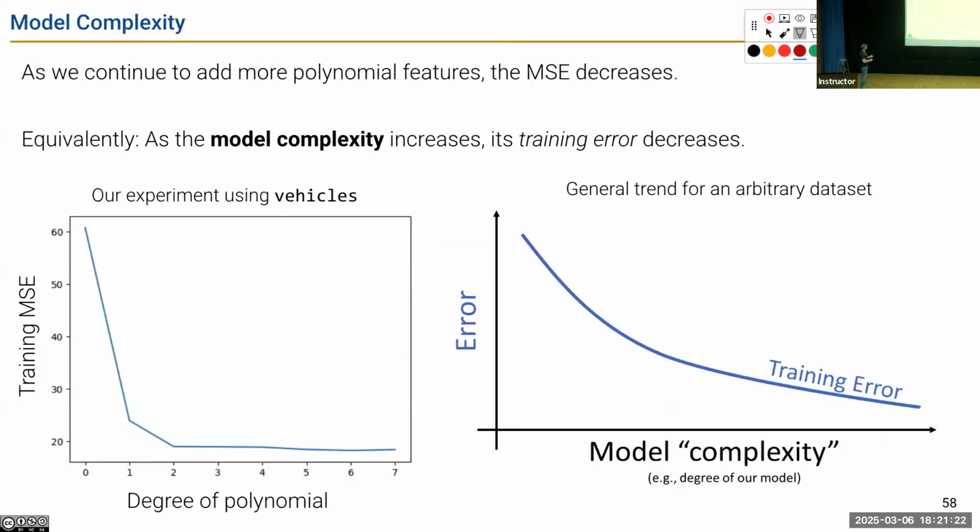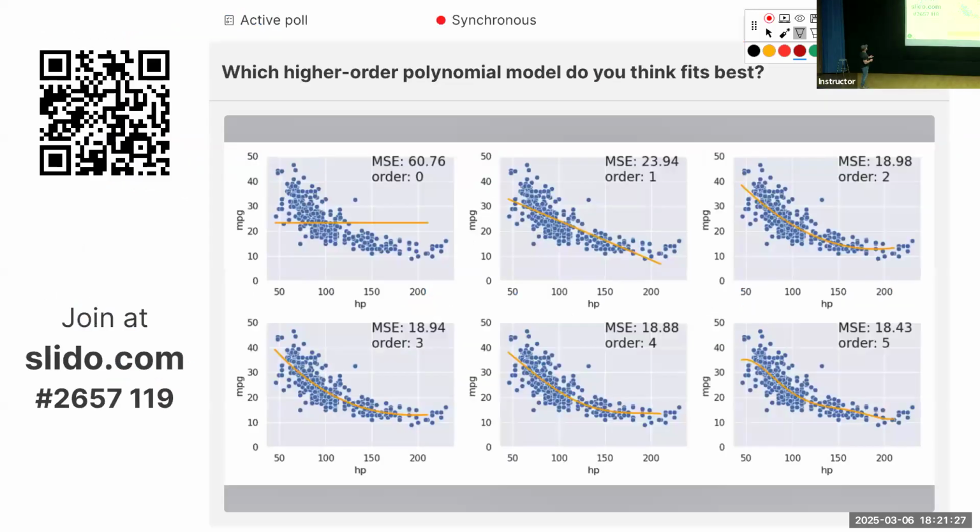Given time, let's go ahead and do a quick Slido here. So which one of these models do you think is the best? I'm not going to define best for you. Which one of these models do you think fits this data set the best? Based on what you know so far in the class, based on your own personal opinion, which of these models fits best?